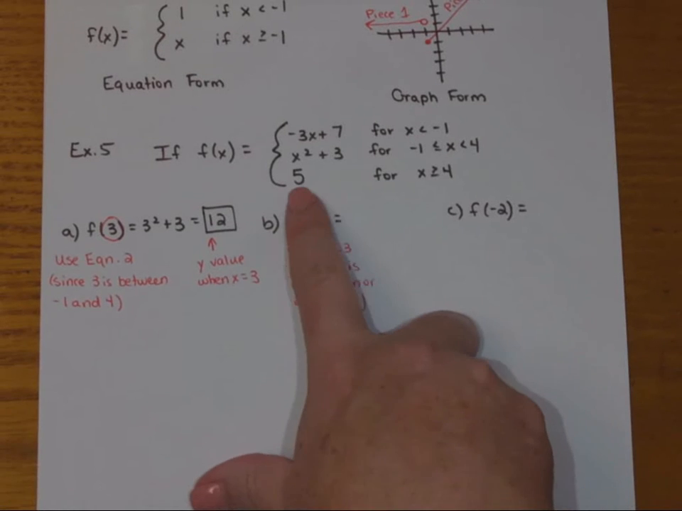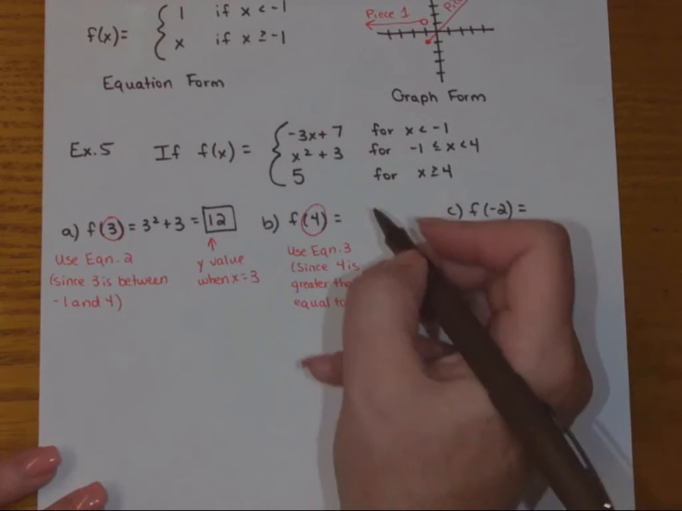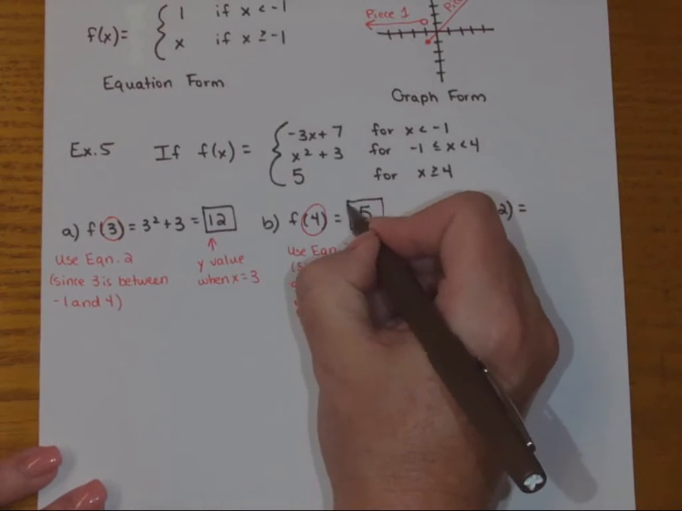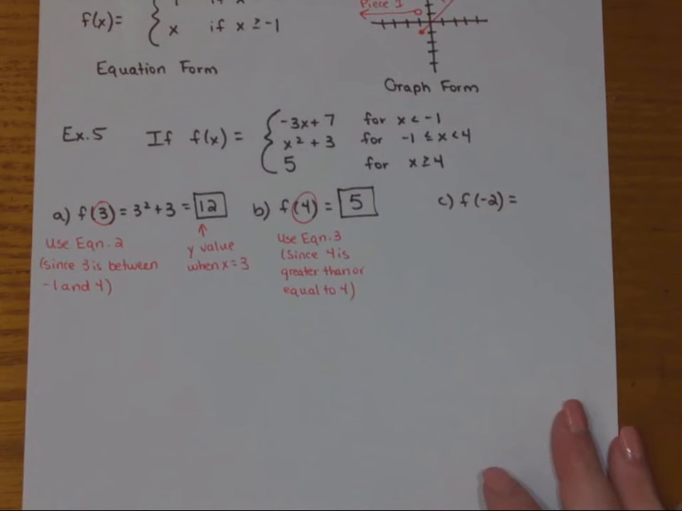Notice this is not an interesting function. There's nothing really to plug in here. The answer is just 5. Anytime you're using equation 3, the answer for y is just 5.